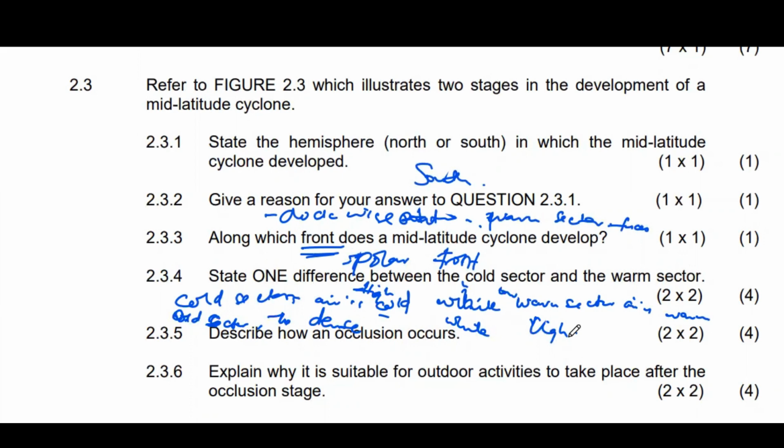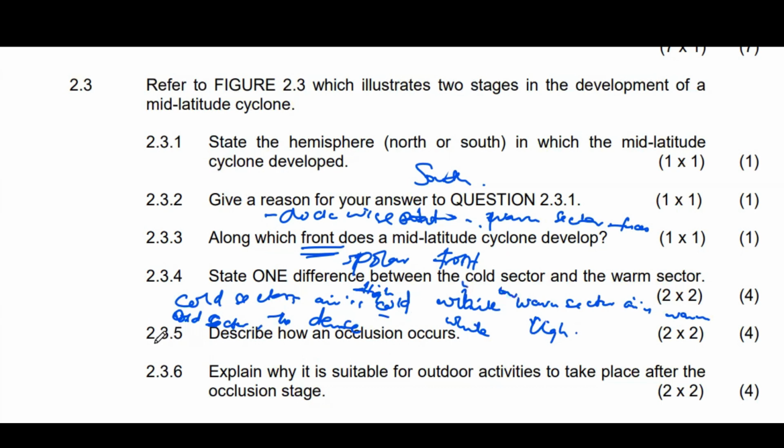It's a difference. So if here is red, then you say the other one is blue or black or whatever. So in the cold sector, air is cold, while in the warm sector, air is warm. That is the difference.